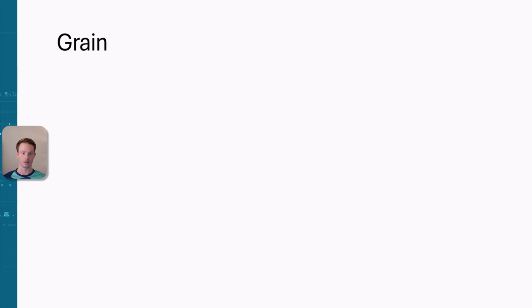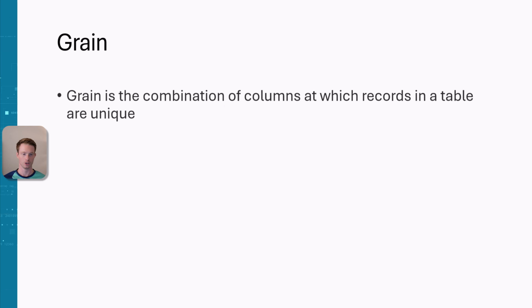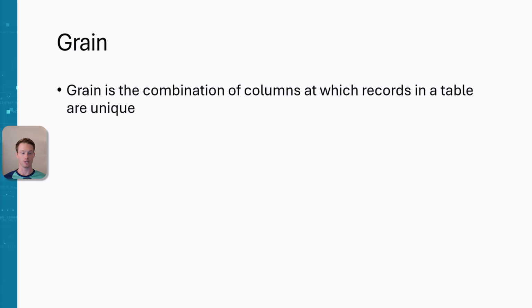Grain is essentially the level of detail in your table. And this can mean a couple of things, whether you're looking at a fact or a dimension table. So grain is really just the combination of columns at which the records in a table are unique.